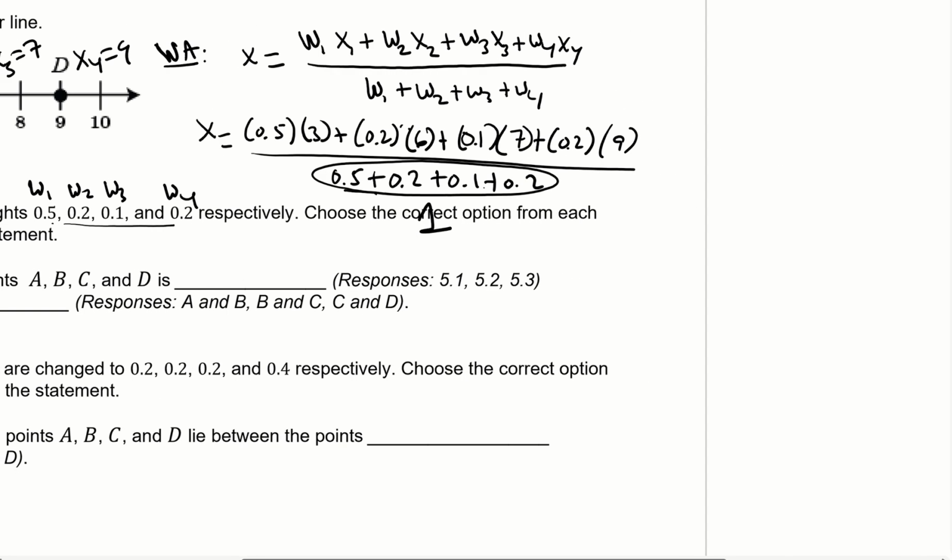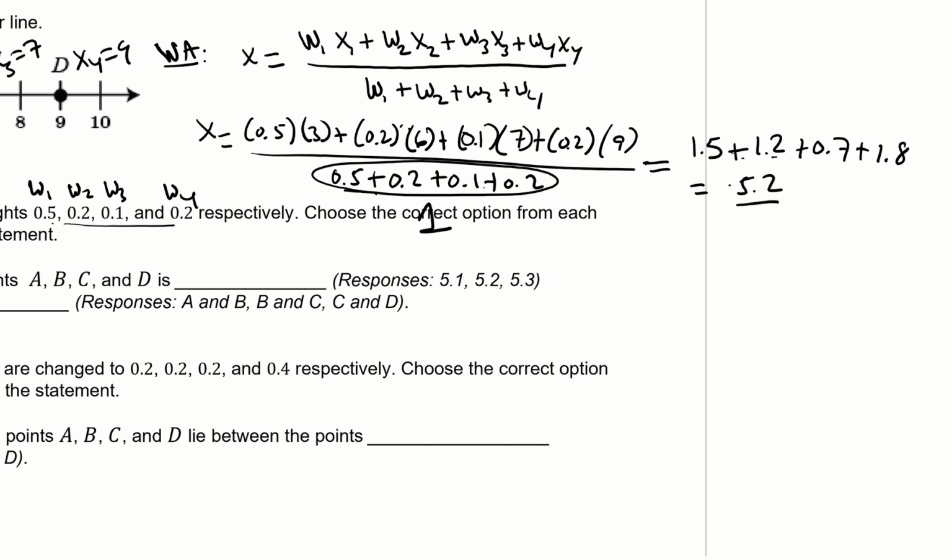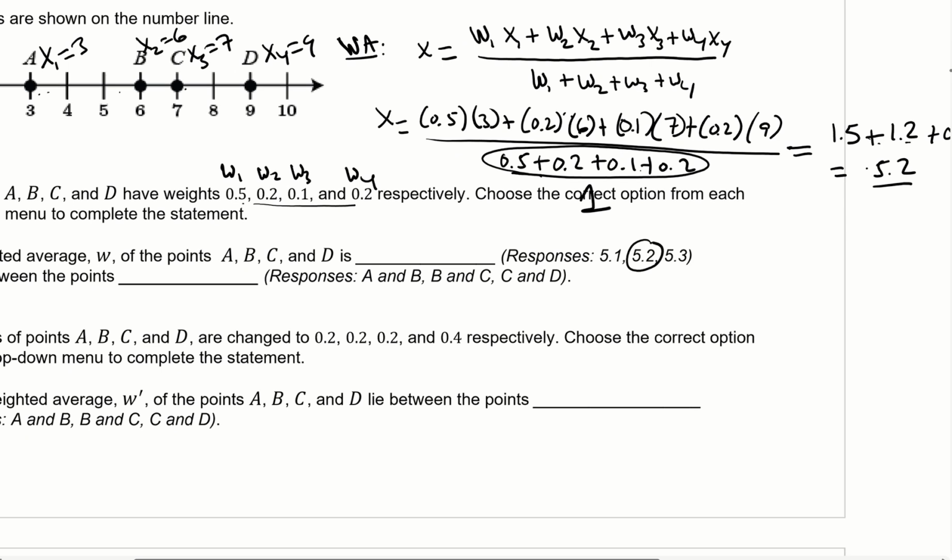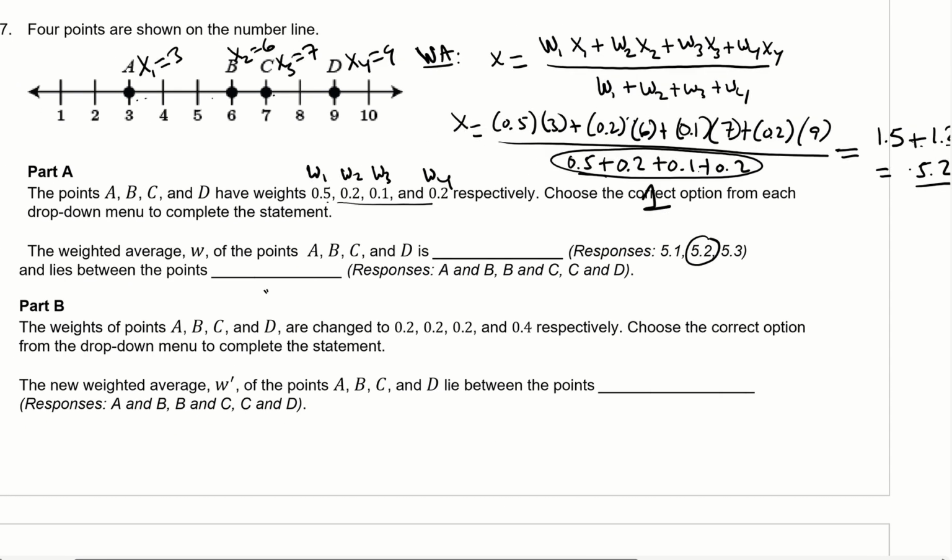So all we got to do is just focus on the numerator, because anything divided by 1 is just the same number. All right, so 0.5 times 3 is 1.5. 0.2 times 6 is 1.2, plus 0.7 plus 1.8. And we just got to add these together. So we get 2.7, 3.4, and then 5.2. Looks like it's 5.2. All right, and it lies between the points, so 5.2 is right here then, right? So it lies between A and B.